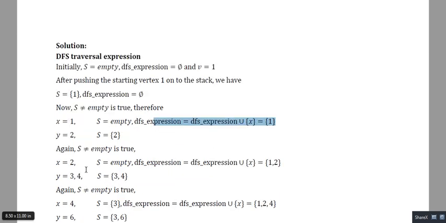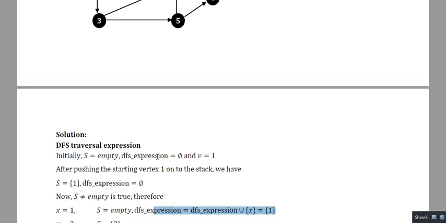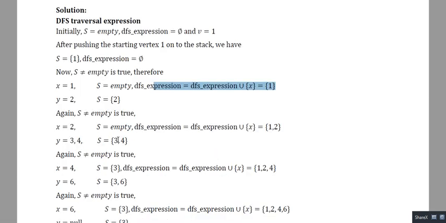Again, is the stack empty? No. So again you pop 2 and add it to DFS. So DFS will now contain 1, 2, and the neighbors of 2 which are not visited are 3 and 4. So you can take them in either order, right? So now the stack will be 3, 4, or you can also write 4, 3, right?